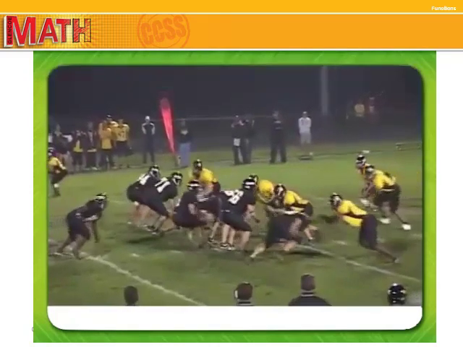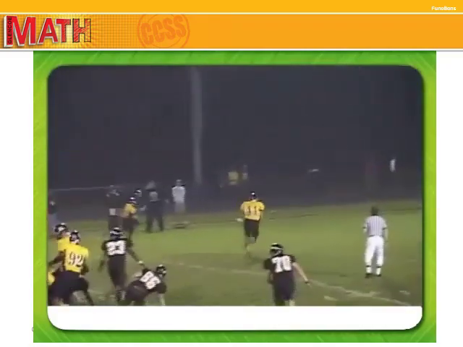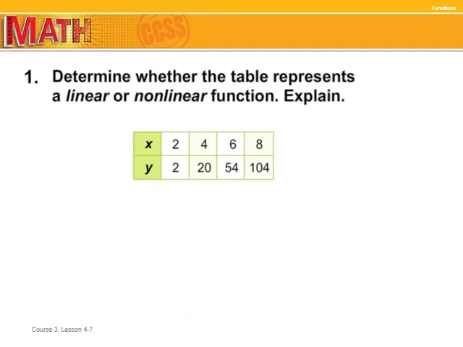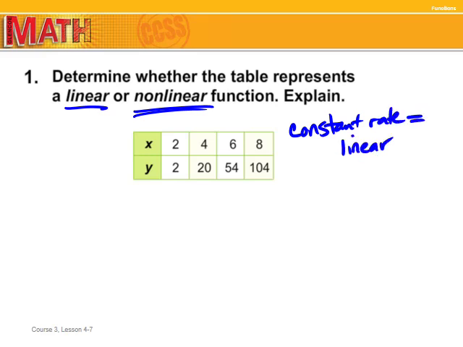So, the next time you see a quarterback throwing a pass, think of linear and nonlinear functions. Example 1. Determine whether the table represents a linear or nonlinear function. Okay. So a couple things here before we get into this. For a function to be linear, the rate has to be constant. So we need a constant rate, and that will make it linear. When we don't have a constant rate, that is nonlinear. So let's take a look.